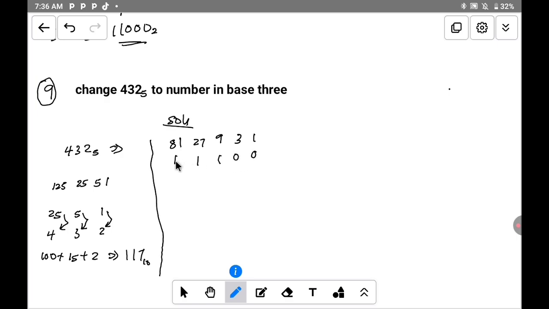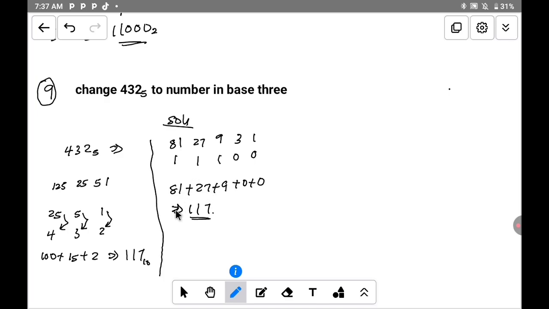So what does that mean? 81 times 1 gives us 81, plus 27 times 1 gives us 27, plus 9 times 1 gives us 9, plus 3 times 0 gives us 0, plus 1 times 0 gives us 0. When you add it together, you get 81 plus 27 plus 9 plus 0 plus 0, which gives us 117. So those are the numbers we have here.